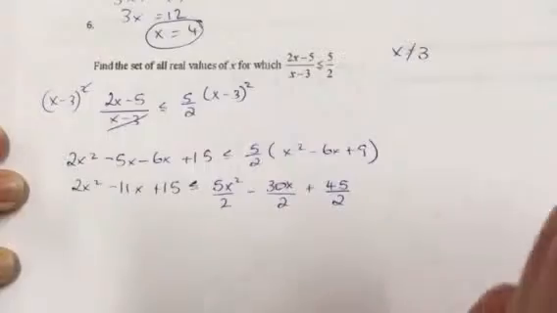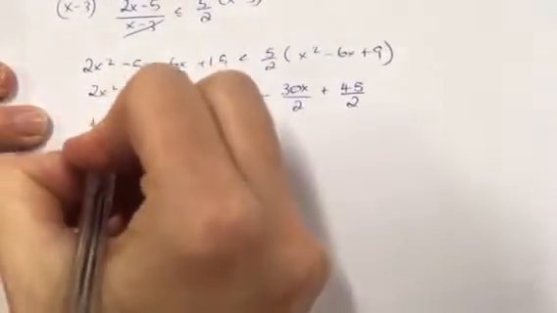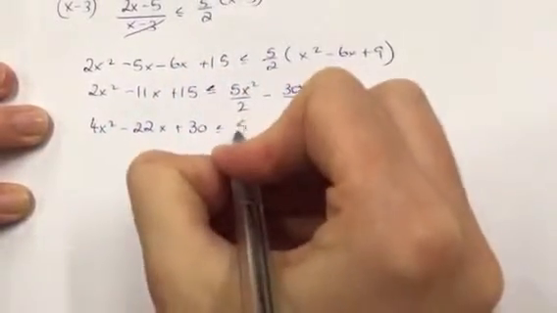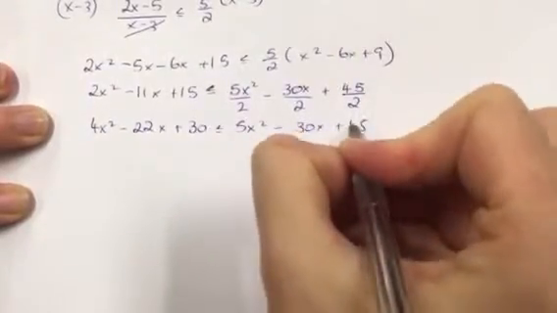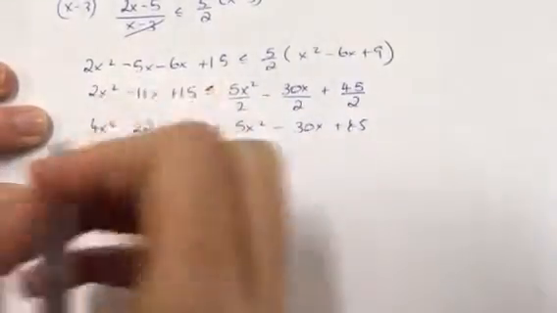I'm going to multiply everything by a 2, so it's plus 2, so it's not going to impact the sign. That gives me 4x squared minus 22x plus 30 less than or equal to 5x squared minus 30x plus 45. I'm going to bring everything to one side. It doesn't matter which side. I'll bring it all to the left.